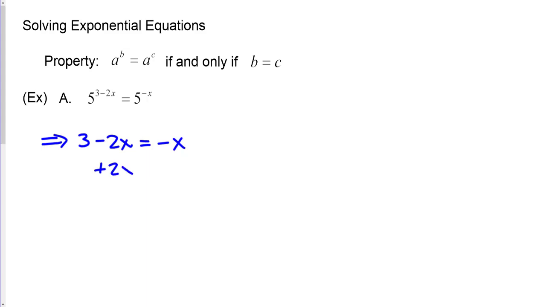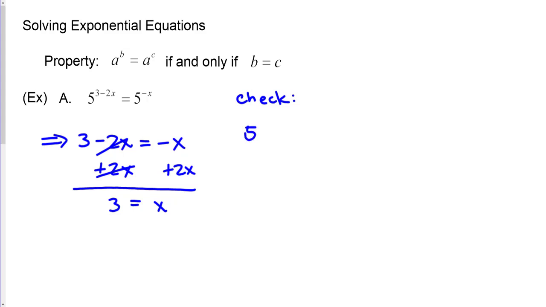So if I add 2x to both sides, the 2x's cancel. That leaves me with 3 equals x. And there I have my solution. And it's not necessary to check every time, but as you're learning these processes, it's a good idea to check just to see what it means when you come up with your answer.